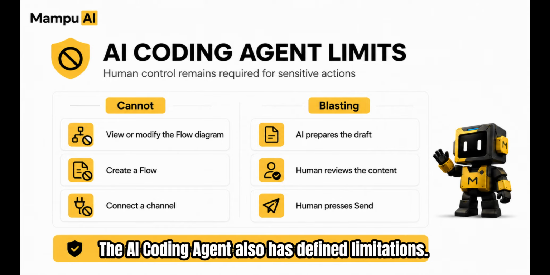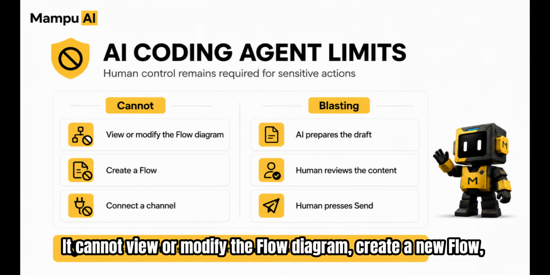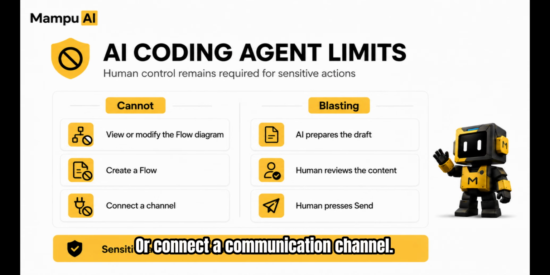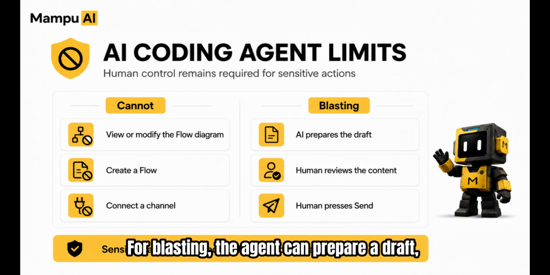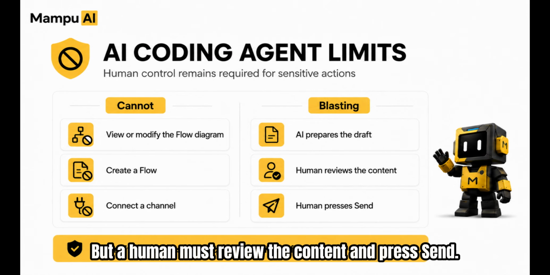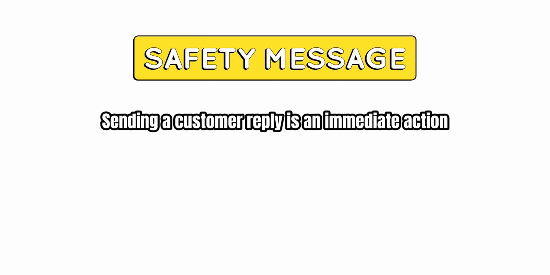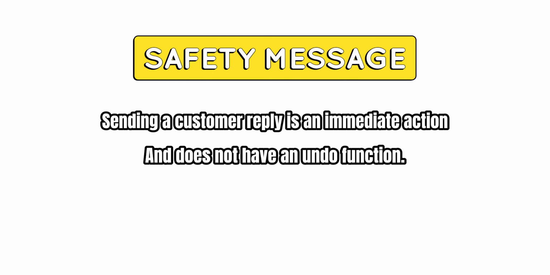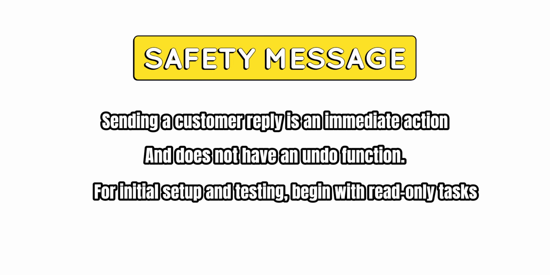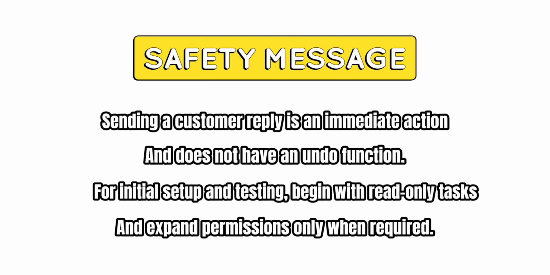key. The AI coding agent also has defined limitations. It cannot view or modify the flow diagram, create a new flow, or connect a communication channel. For blasting, the agent can prepare a draft, but a human must review the content and press send. Sending a customer reply is an immediate action and does not have an undo function. For initial setup and testing, begin with read-only tasks and expand permissions only when required.